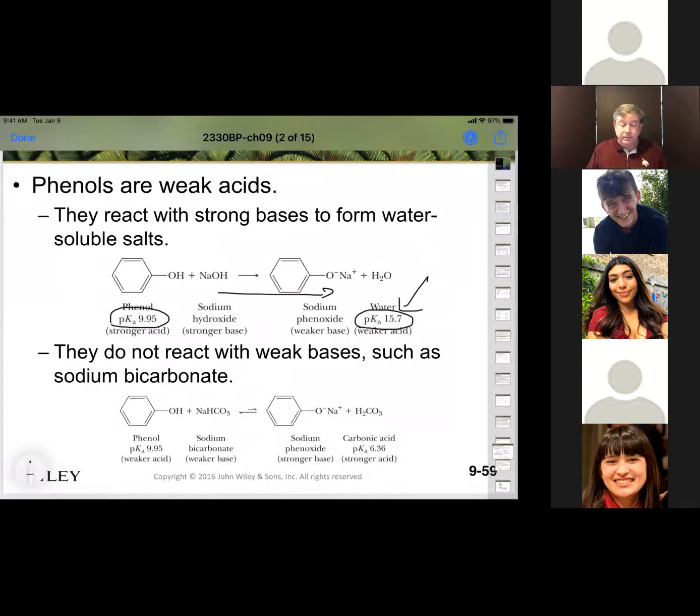Okay, but they don't react with weaker bases. So we can have something like sodium bicarb, which would create carbonic acid as its conjugate acid. Carbonic acid has a pKa a little bit above that of acetic acid, at 6.37. And the phenol is around 10. So most of it is going to be in the phenol form, but they're close enough together that a little bit will be deprotonated, but the reaction equilibrium will lie to the phenol.